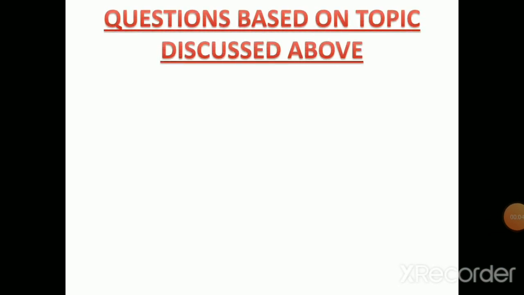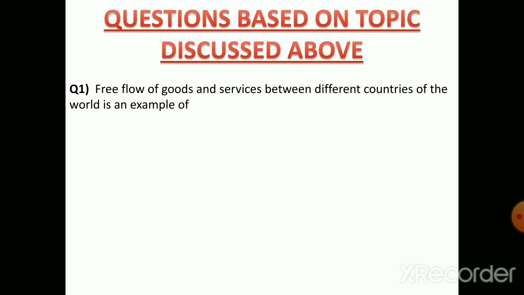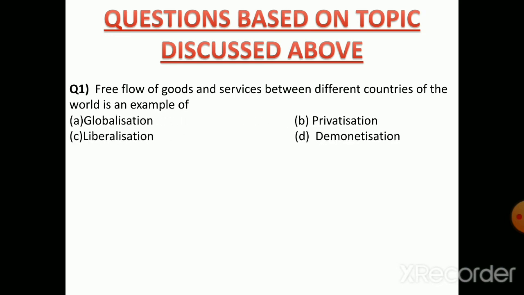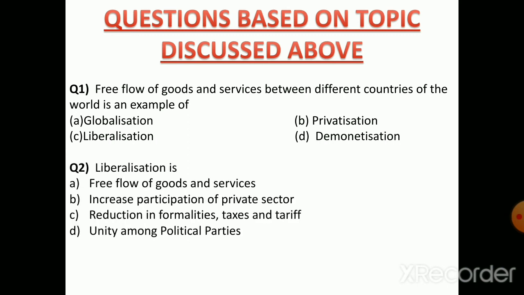Now here are some questions based on the topic discussed above. First question is, free flow of goods and services between different countries of the world is an example of globalization, privatization, liberalization and demonetization. Second is, liberalization is free flow of goods and services, increased participation of private sector, reduction in formalities, taxes and tariff, and unity among political parties.